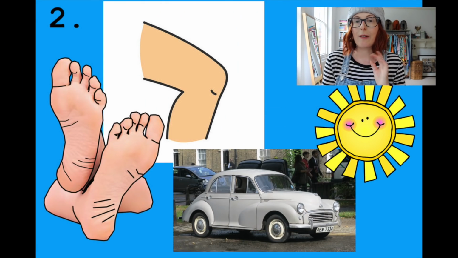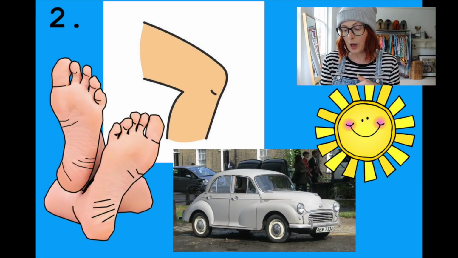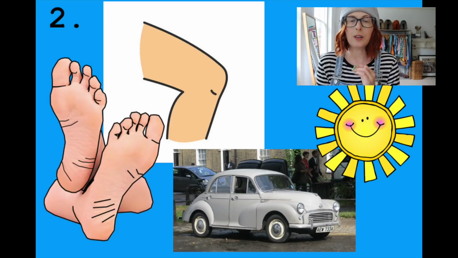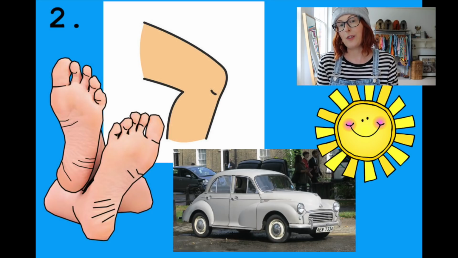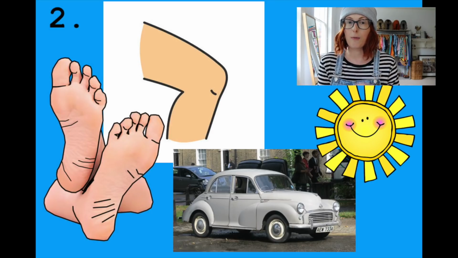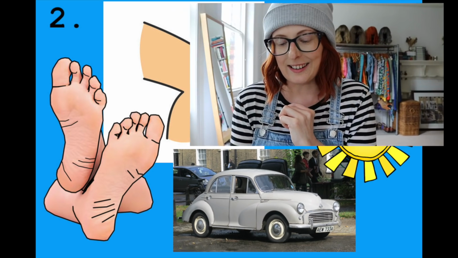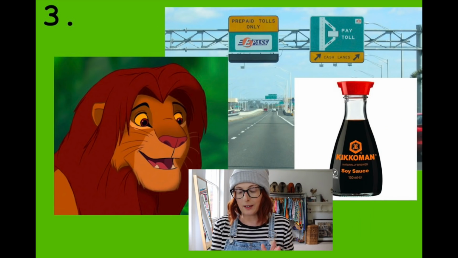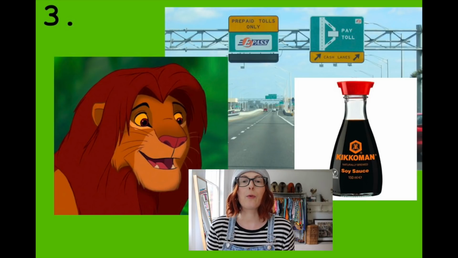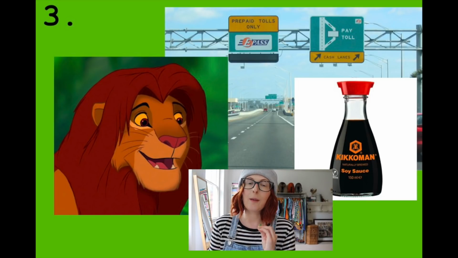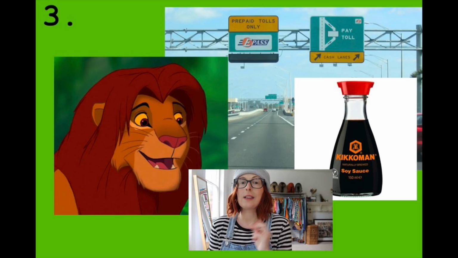Number 2, we have some feet, we have a kneecap, we have a car, and we have the sun. Now, the type of car is important. This is a Morris Minor. So this is Toni Morrison. Number 3, we have Simba, the lion. Then we have a sign for some prepaid tolls. And then we have some soy sauce. So this is Leo Tolstoy.